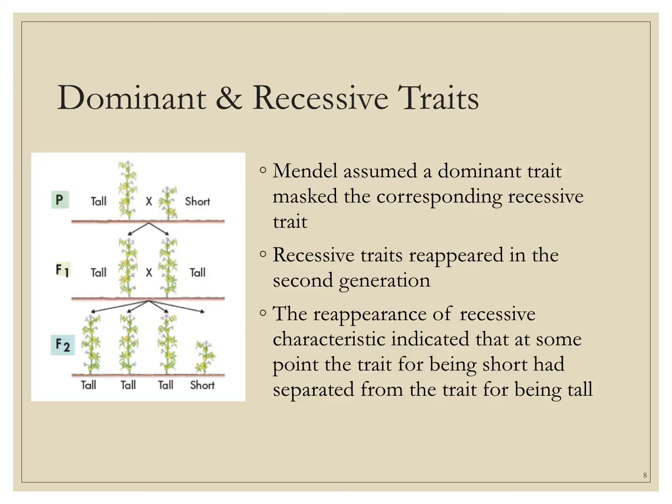So since the recessive trait reappeared in the next generation, it indicated that the trait for being short had separated from the trait for being tall. In other words, instead of getting all medium-sized plants back, he got either tall or short. There weren't any in between.